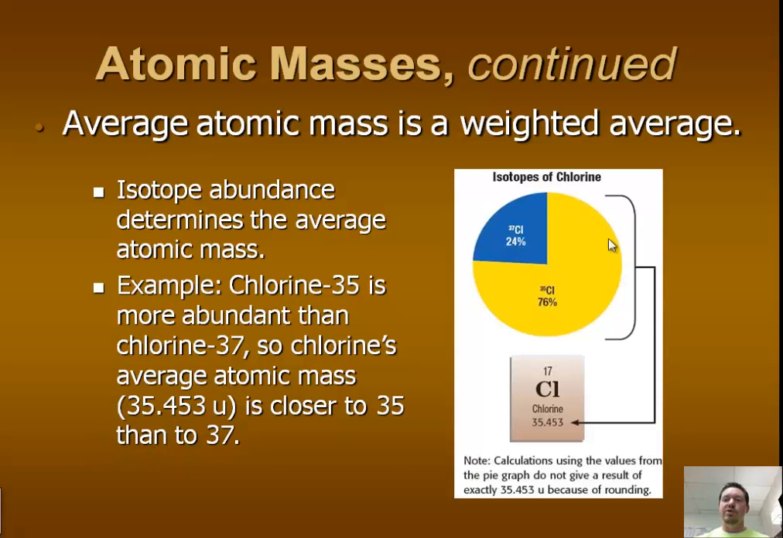So here's a visual pie chart. Chlorine-35 occurs naturally 76% of the time, and chlorine-37 only occurs 24% of the time. So the overall average that we find in nature ends up being 35.453.